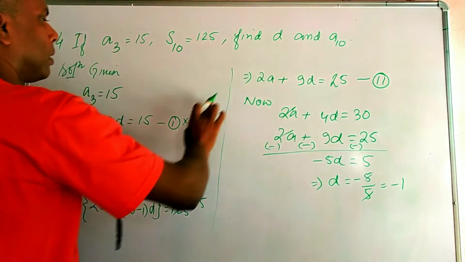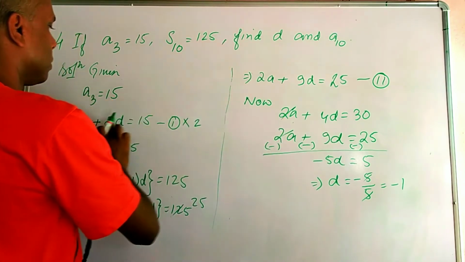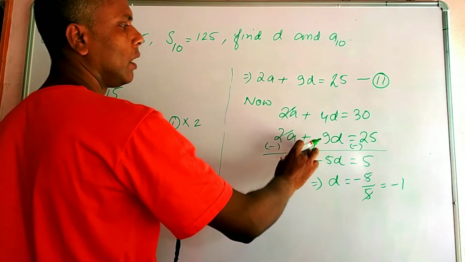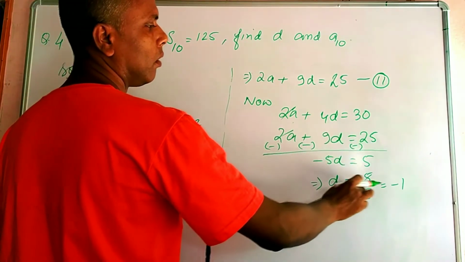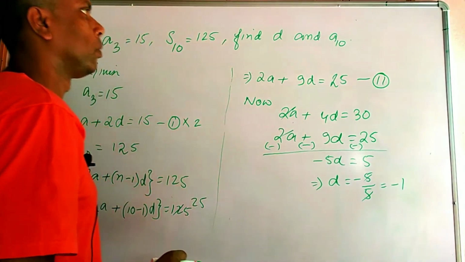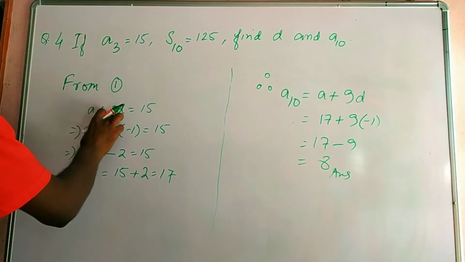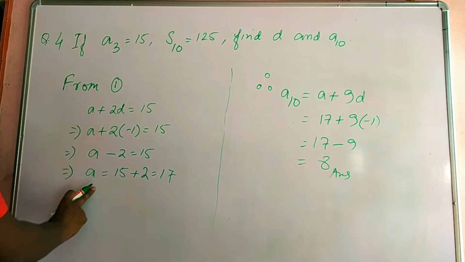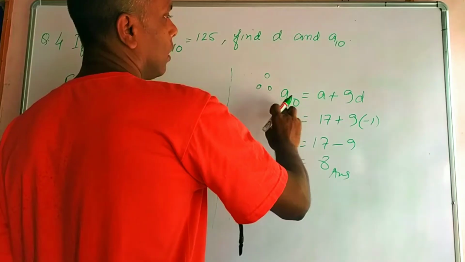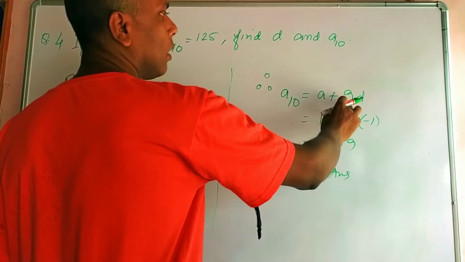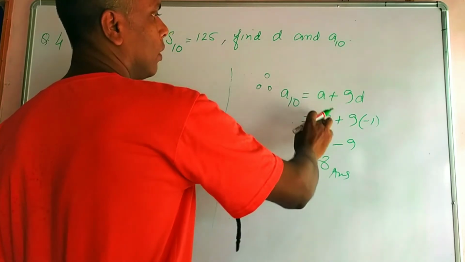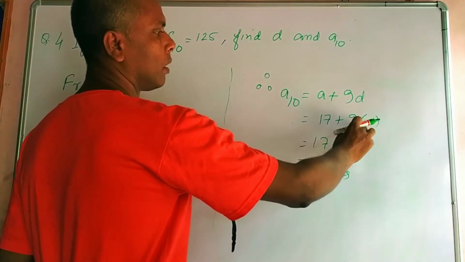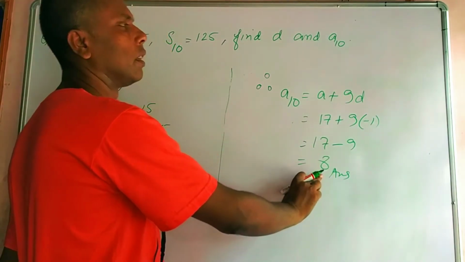These two we shall multiply here, and we get 2a plus 4d, 2 times 15 is 30. So we write this equation, change the sign and calculate it, and get the value of d as minus 1. And from equation 1, a plus 2d equal to 15, we put the value of d as minus 1 and calculate it, and find the value of a as 17. The formula for a10 will be a plus 9d, as 1 less than 10 is 9. So a value is 17, and 9 into the value of d as minus 1. Calculate it and get the value as 8.